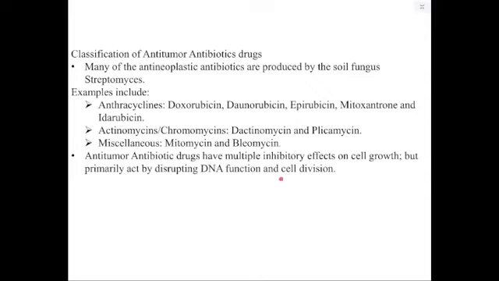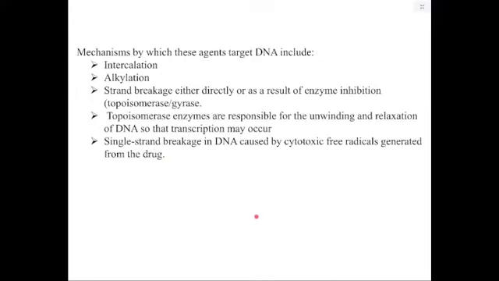The anti-tumor antibiotic drugs have multiple inhibitory effects on cell growth, but primarily act by disrupting DNA function and cell division. So their mechanism of action, again, they have several ways in which they can stop DNA division or DNA replication. They can do so by intercalation. They can do so by alkylation. They can bring about strand breakage either directly or as a result of enzyme inhibition, whereby you have two very important enzymes, the topoisomerase 1 and 2, and also the gyrase. So they can block those enzymes, or they can cause direct breakage of the strand.